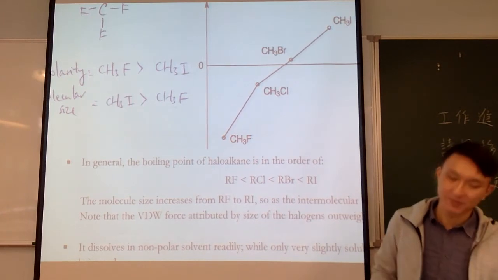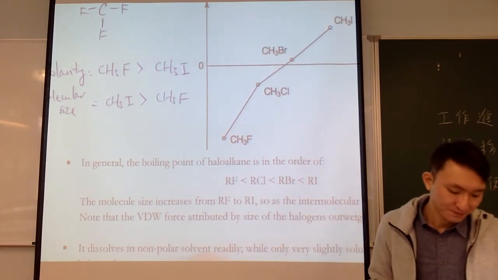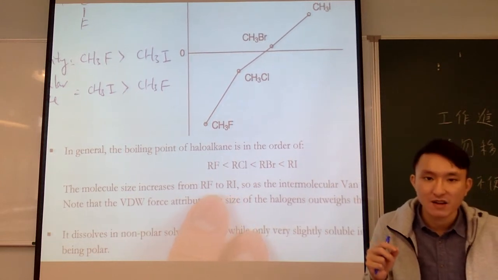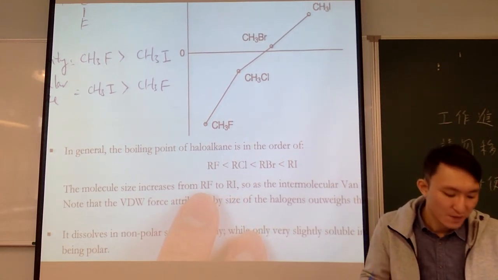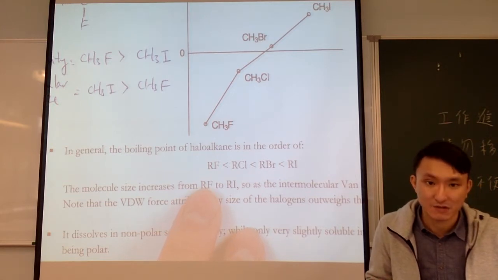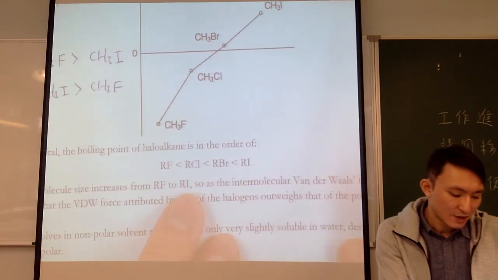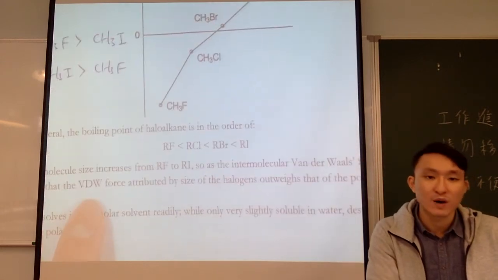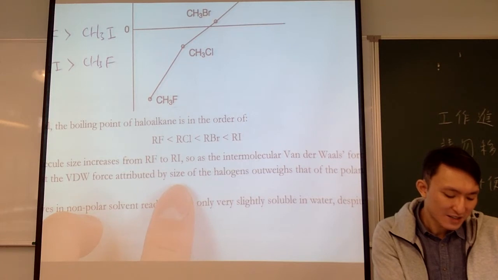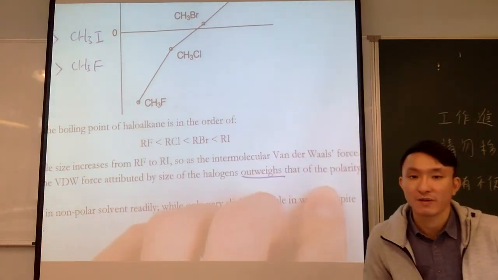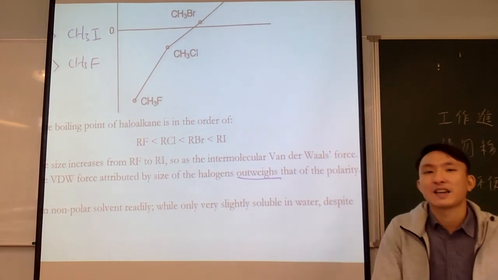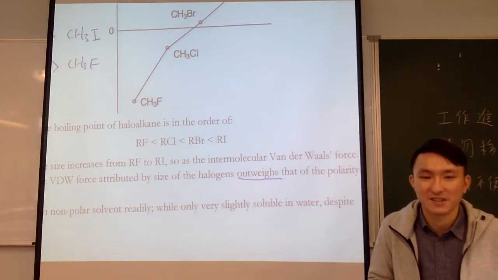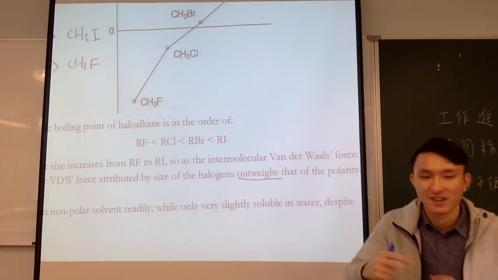So it turns out that size matters more, okay? So here, I'm trying to put down here, the molecular size increases from RF to RI. Now R is representing the alkyl groups, so that you can take it as CH3F and CH3I. So when the size increases, the intermolecular Van der Waals force also increases. And note that the Van der Waals force attributed by size of the halogen outweighs that of the polarity. So this one is sort of like, what do you call, the horse behind the cannon, huh? You get it, right? The Chinese chess, huh? The horse behind the cannon.